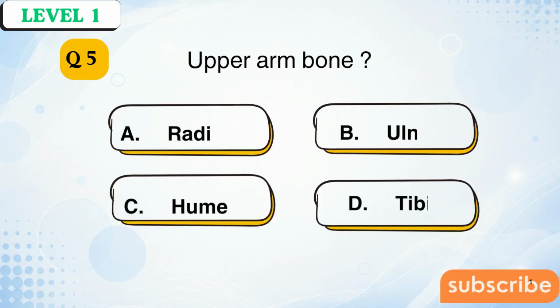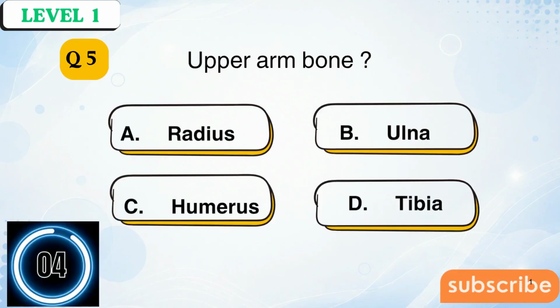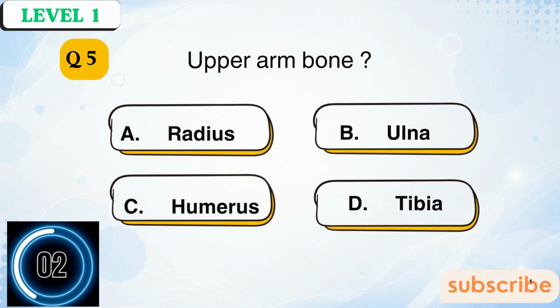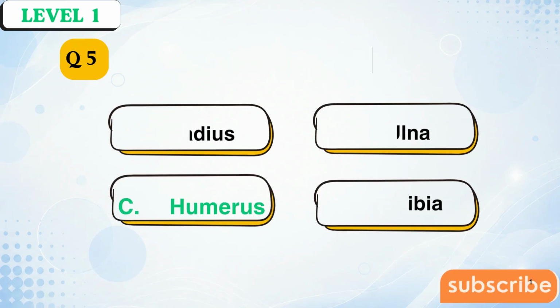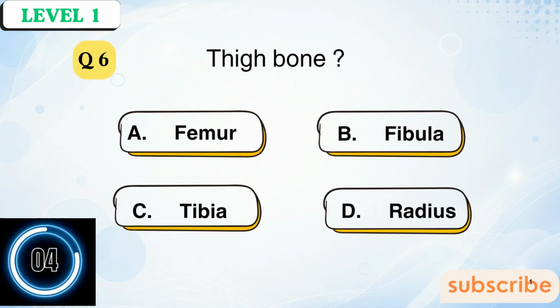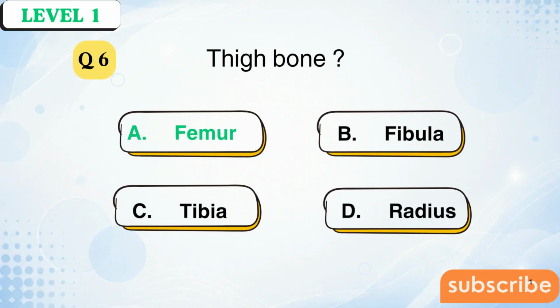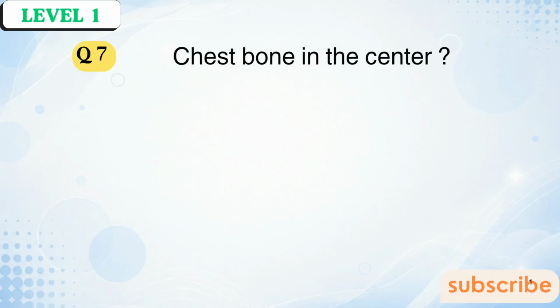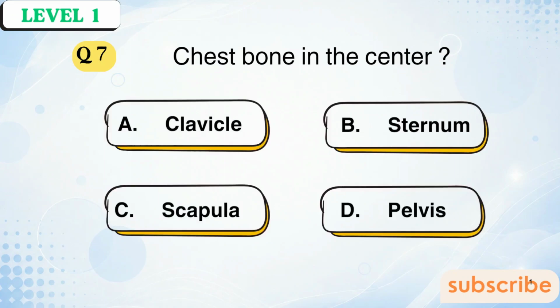Question 5. Which bone is present in the upper arm? Question 6. Which bone is present in the thigh? Question 7. What is the name of the chest bone in the center?